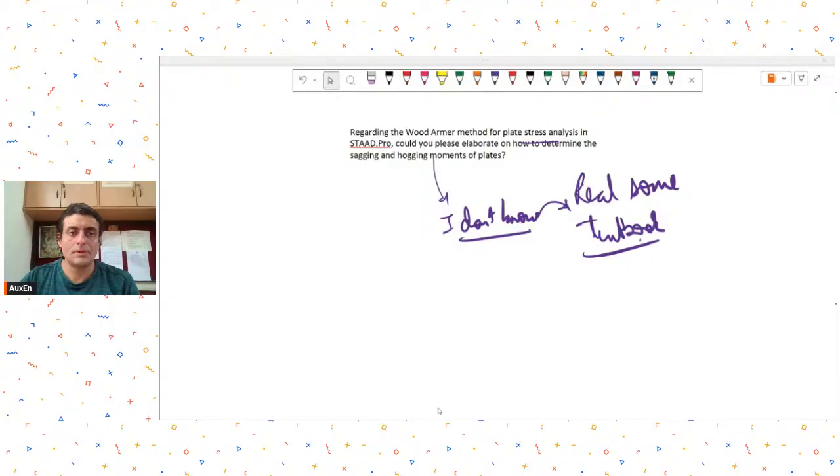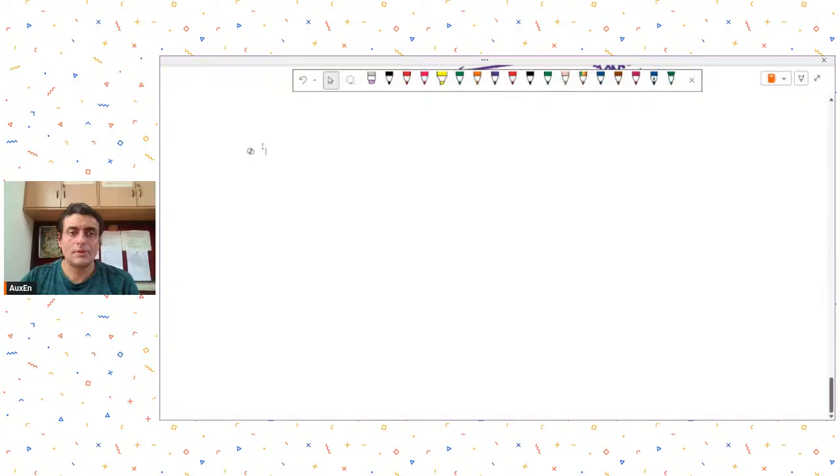So the next query is from Engineer Shiva. He is a working professional from Vishakhapatnam, and he is saying, in case of designing heavy vehicle stores, is it required to consider vehicle weight on plinth beam or not? If required, how to apply it as point load or UDL?